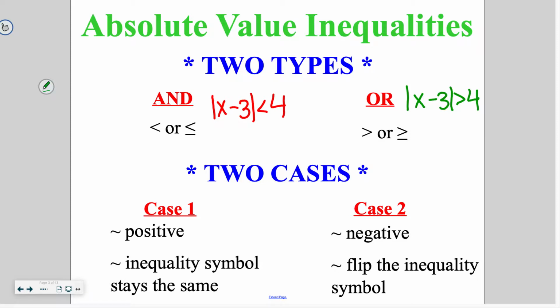A crucial piece that you need to make sure you are paying attention to is when you do that second case and you set it equal to the negative value, you have to flip the inequality symbol. Because remember, when we multiply or divide by a negative, we have to flip the inequality symbol. So when we make it negative, we're multiplying by that negative, so we have to flip the inequality sign.